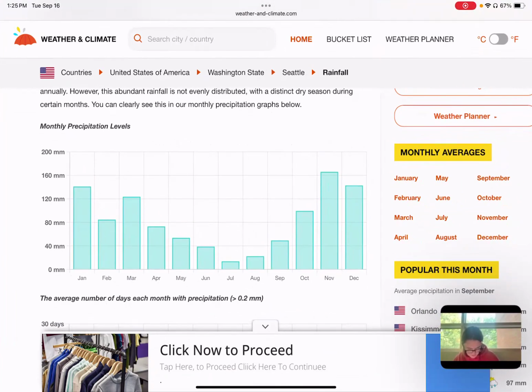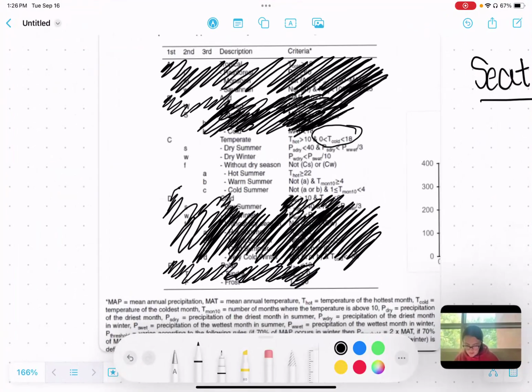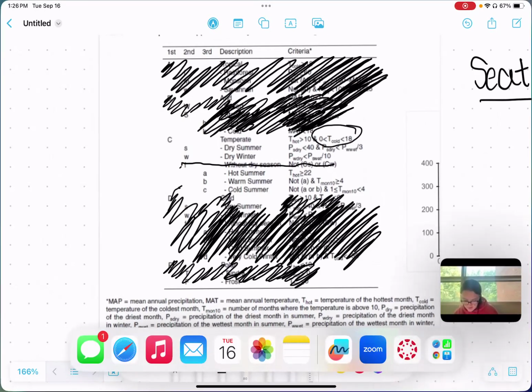Okay. So we're just gonna keep rolling with it though, since that's what we have found. So that we have a dry summer. Because again, we will not be able to get to F because it's not CS or CW. And we could double check that it's not a dry winter. PW dry is less than PS wet divided by 10.